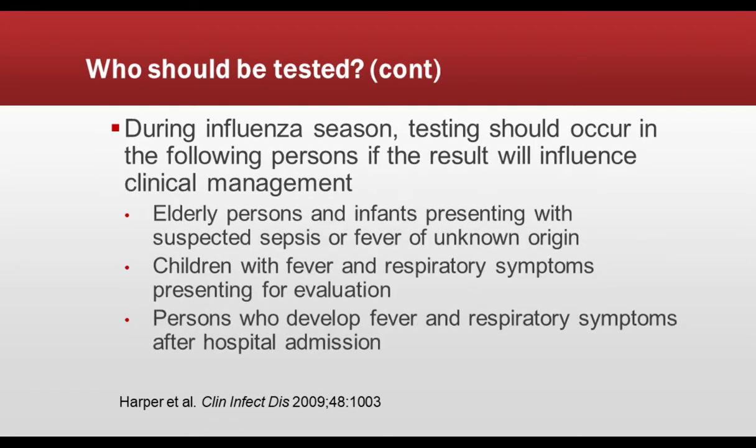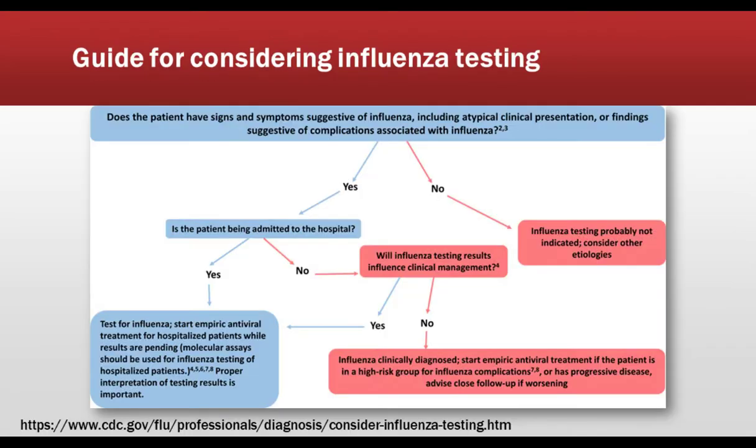Who else should be tested? During influenza season, testing should occur in the following persons if the result will influence clinical management. So people at the extremes of age, elderly persons and infants presenting with suspected sepsis or fever of unknown origin. In those age groups, they are less likely to have classic influenza symptoms, including respiratory symptoms. Children with fever and respiratory symptoms presenting for evaluation, and people who develop fever and respiratory symptoms after admission, because unfortunately, hospital-acquired viral respiratory infections are still too common.